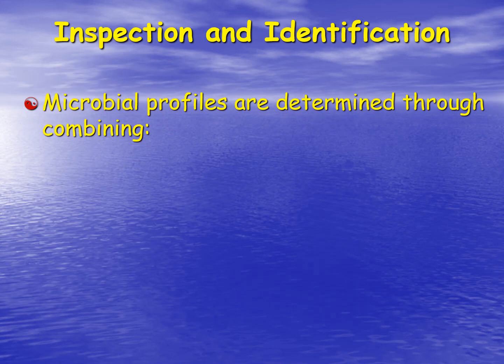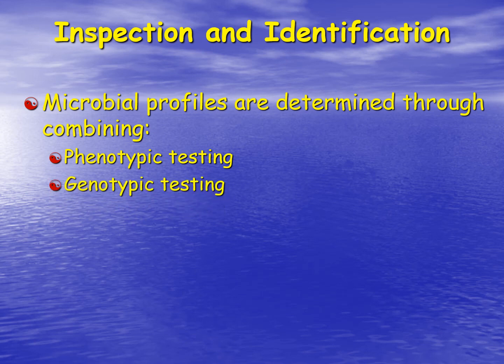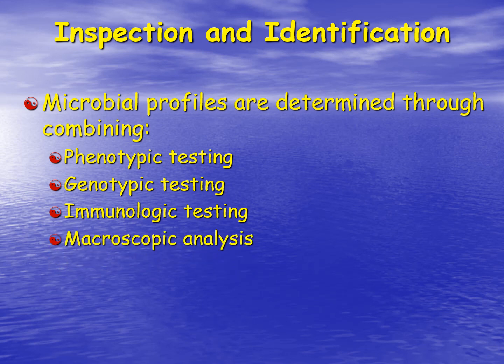Now, inspection and identification. Microbial profiles are determined through combining several things. One, we're going to look at the phenotypic testing. What does the organism look like? What does the colony look like? We can do genotypic testing. What are the actual genes of these organisms? We can do immunological testing, macroscopic analysis. What does the microbe look like? And microscopic analysis. How does it test in the gram stain?